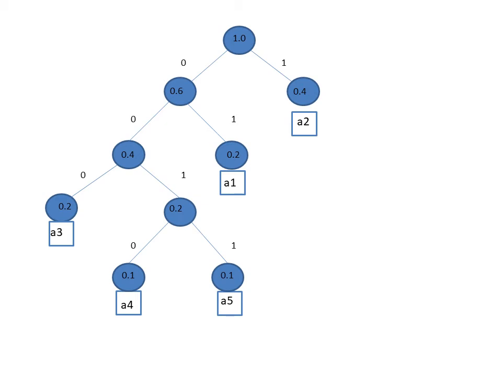Then if you traverse from the root node to A2, it has only one branch, and that lone branch has the weight 1. So 1 is the code word for A2. Similarly, if from the root node you traverse to the leaf node A1, you traverse from 1.0 to 0.6, and from 0.6 you come to 0.2. So the weights of the branches are what? 0, 1. So 01 is the code word for A1. Okay, now let's check in the next slide.